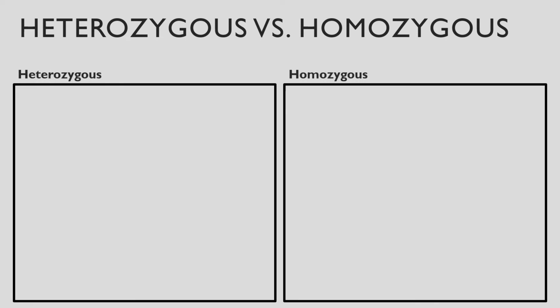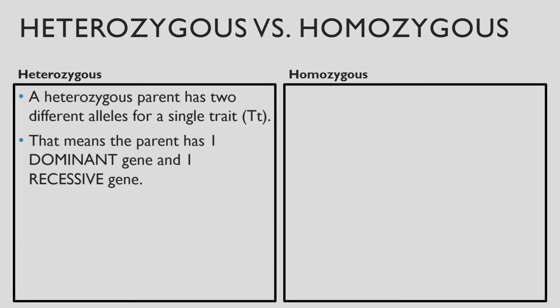So let's talk about the difference between heterozygous and homozygous. A heterozygous parent has 2 different alleles for a single trait. Let's say eye color. It's the traditional one that a lot of people easily understand. Brown eyes versus blue eyes. Brown eye color is dominant over blue eyes. Blue eyes is a recessive trait. So that means the parent has one dominant gene and one recessive gene.